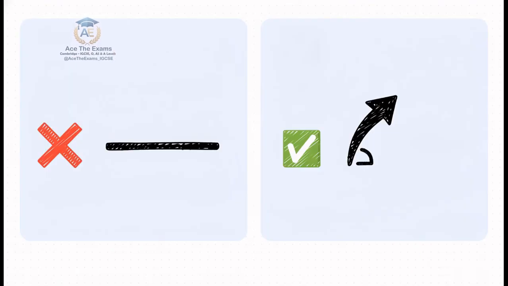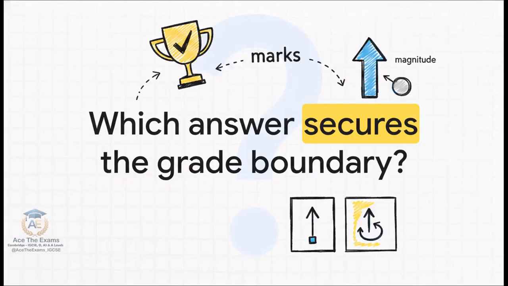Let's compare two student answers for our resultant vector calculation. One candidate wrote, resultant velocity equals 50 meters per second. The other candidate wrote, resultant velocity equals 50 meters per second at 45 degrees to the horizontal. One of these loses a critical mark, and the other secures the top grade. So which answer secures the grade boundary?